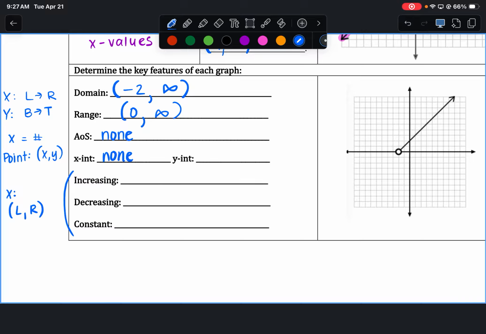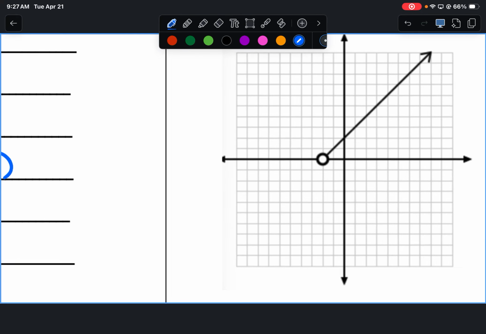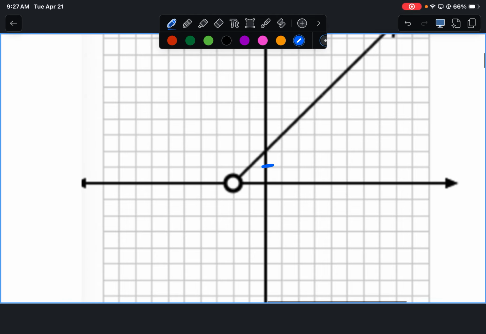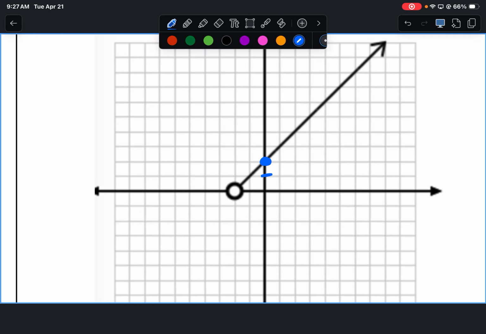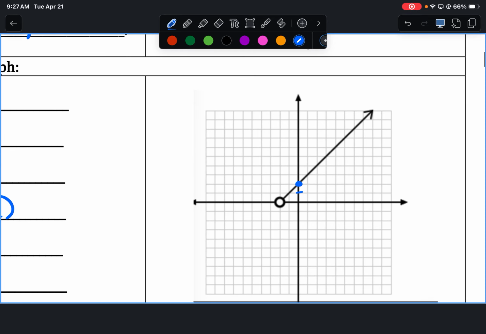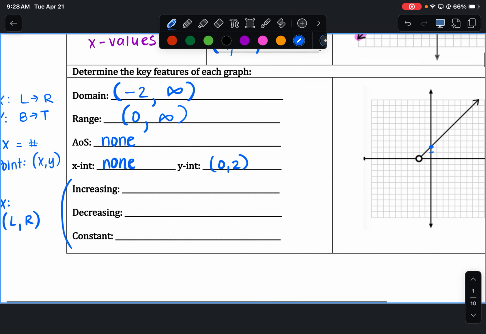is there a y-intercept, though? Yes. Where is the y-intercept? Not 0, 1, but it's 0, 2. It is the point 0, 2. Because it goes up right there. That is the point 0, 2. Because all we do is write in the x and y coordinates. My eyes are getting the best of me.